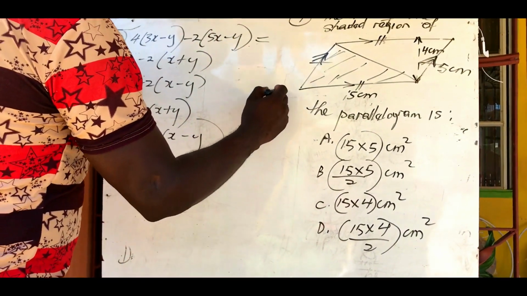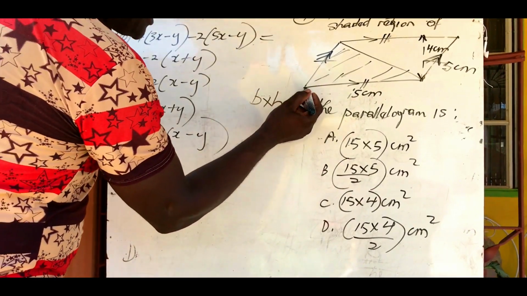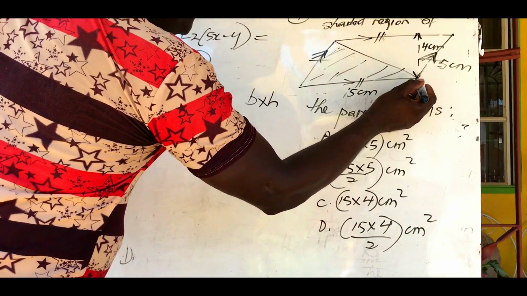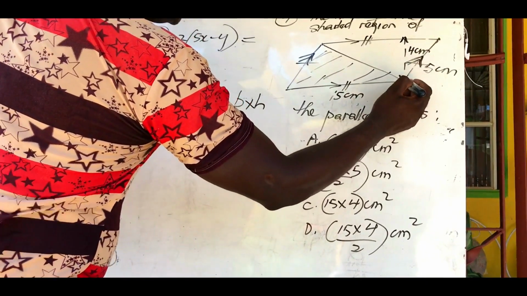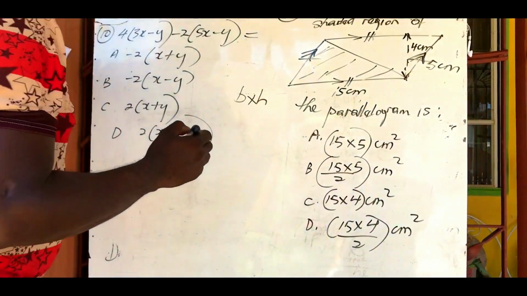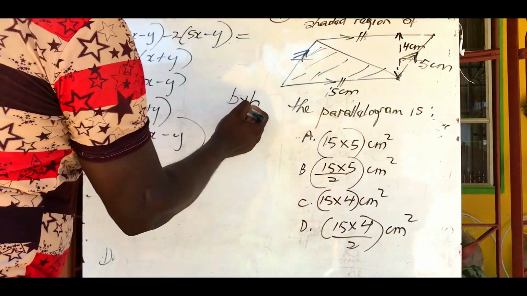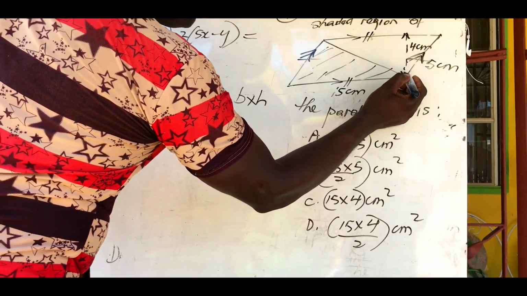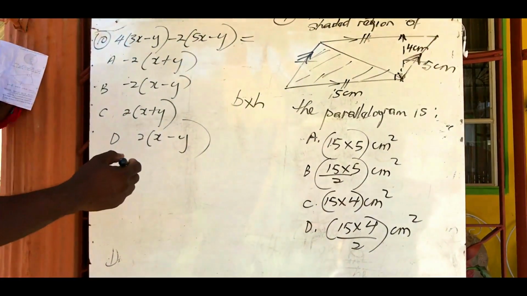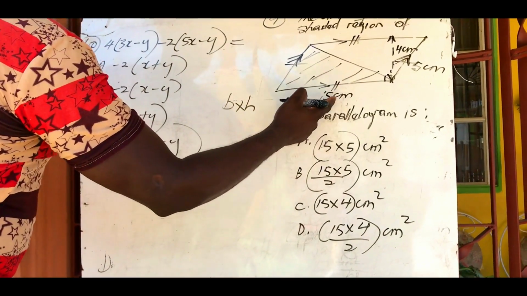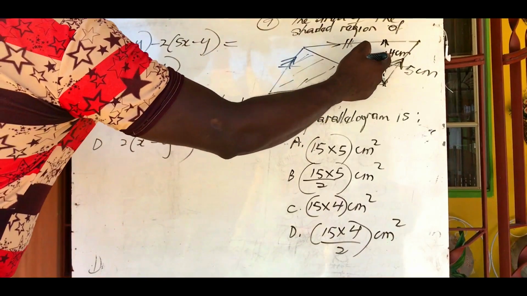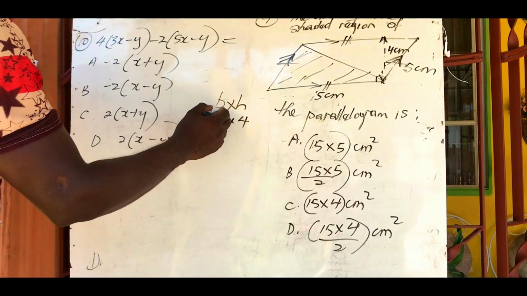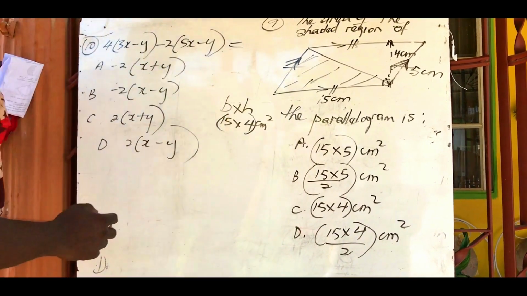Now we know, or you need to know, that the area of a parallelogram is base times height. So we can regard this as the base. Now right here is 5 centimeters, but this is not the height. The height has to be perpendicular to the base. And so the perpendicular height is 4 centimeters. So the area of the parallelogram would simply be base times height, which is 15 times 4, and that would be in square centimeters.